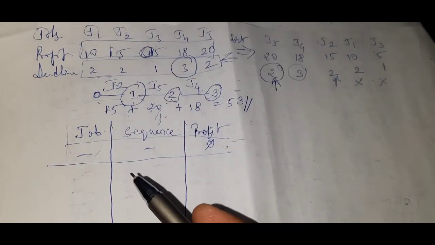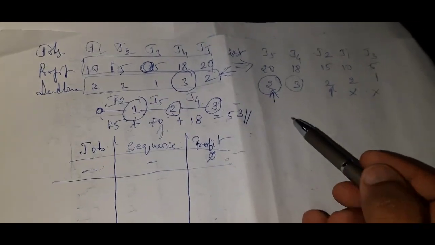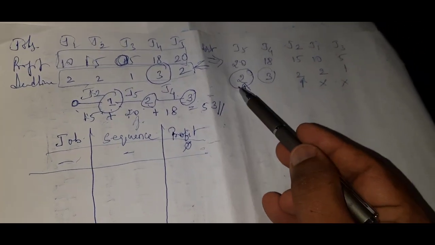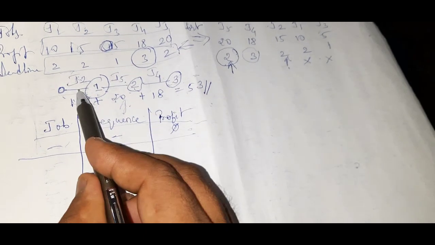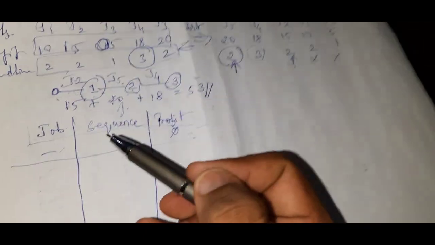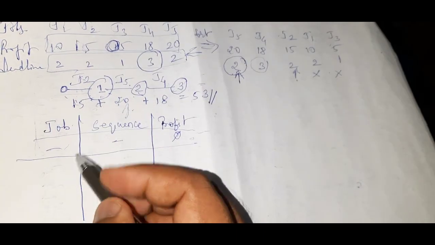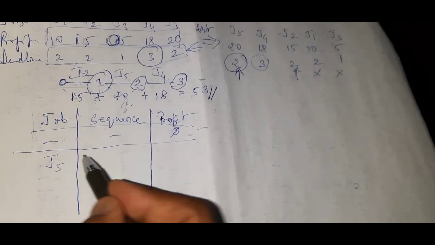It can be any sequence, because you can see one case: J5 has deadline 2 and J2 also has 2. So you can exchange J5 and J2. It can start with J5 or it can start with J2. It's left to you. According to this, I'll take J5.